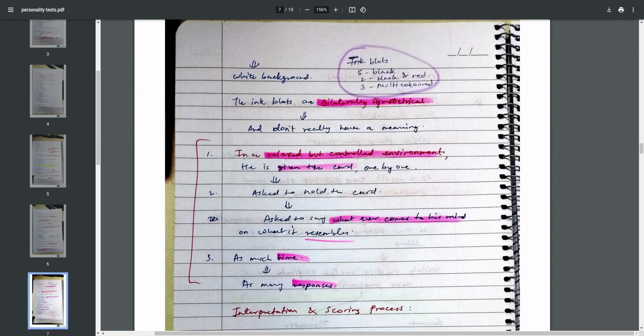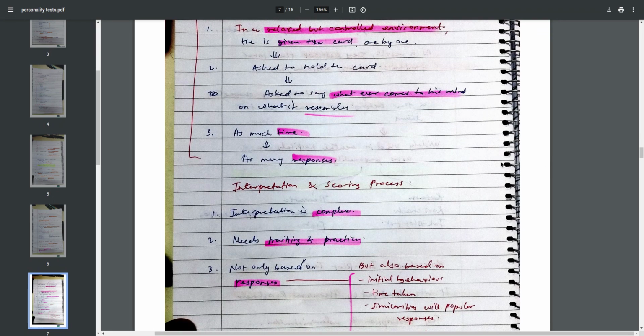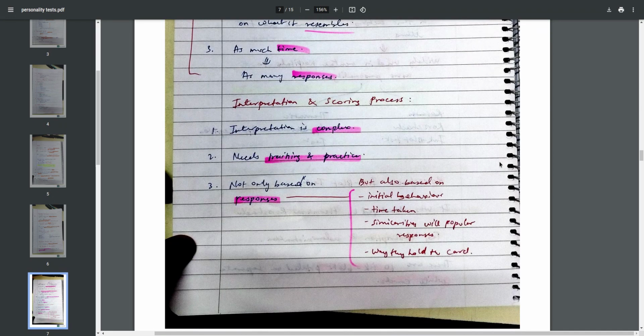Okay, so let's look at the administration. In a relaxed but controlled environment, the subject is given the cards one by one. They're asked to hold the card and say whatever comes to their mind about what the ink blot resembles. They could take as much time as they want and give as many responses as they want. Then the interpretation and scoring process. Interpretation is complex, needs training and practice. Because it's such a subjective test and it's like an art, you have to be very careful.